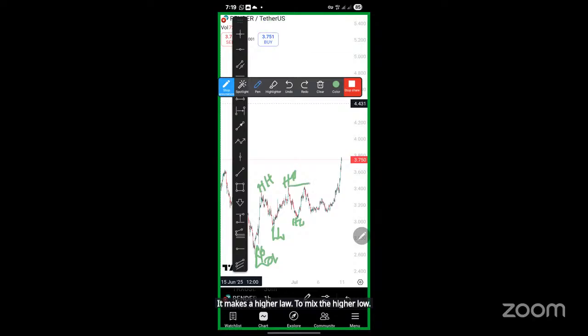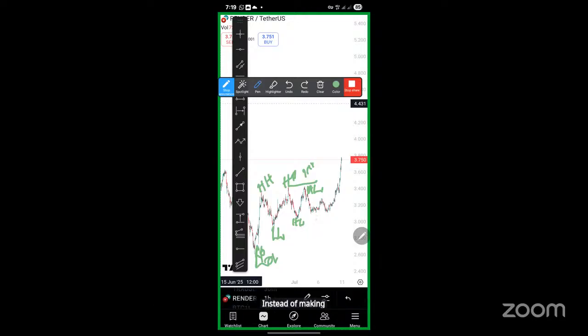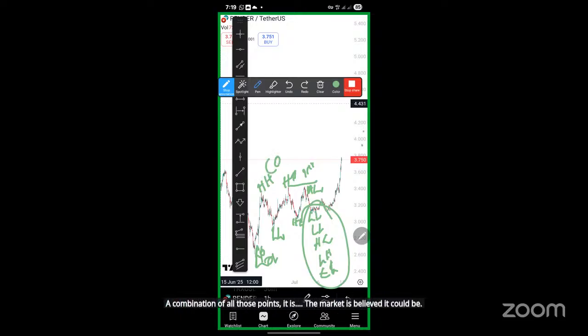It makes a higher low. It fails to break. Instead of making a higher high, it has formed a higher low. You understand? So market has failed to break here. Instead of making a higher high, it has formulated a lower low. You understand? So a combination of lower lows, higher lows, lower highs, lower lows, lower highs, lower lows. A combination of all those points, the market is believed to be consolidating.